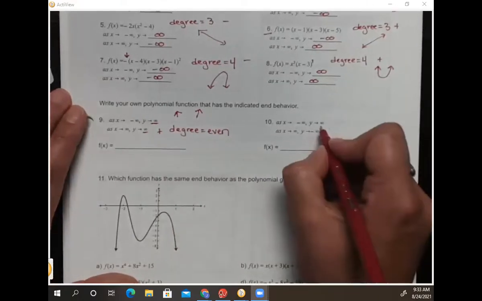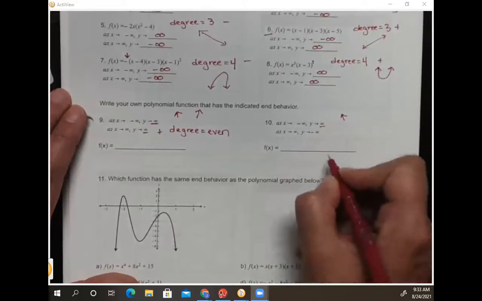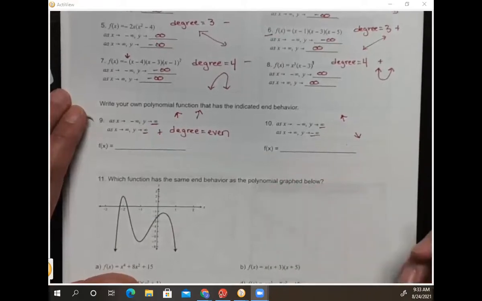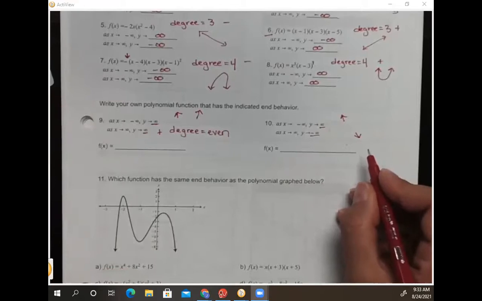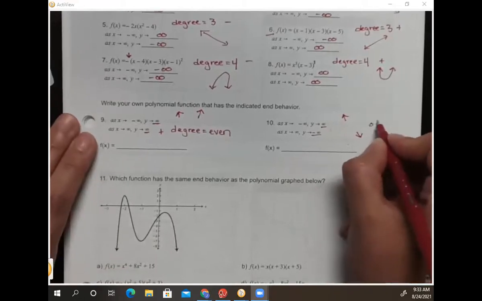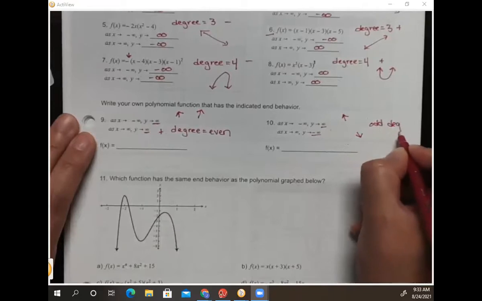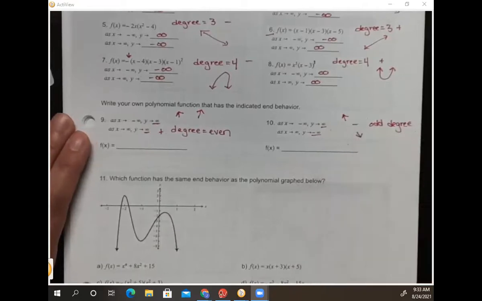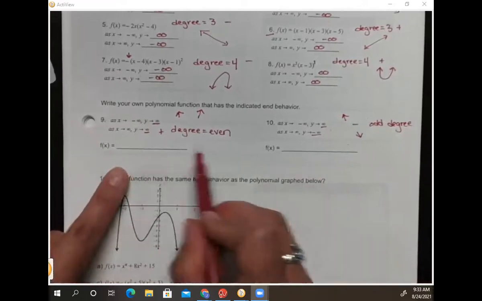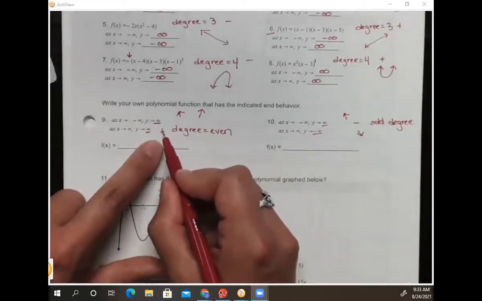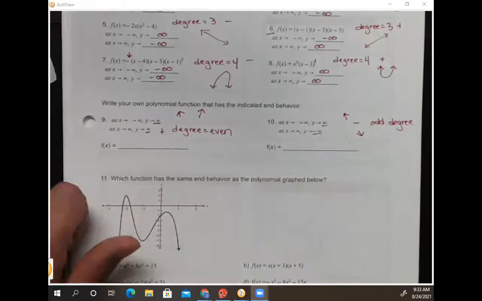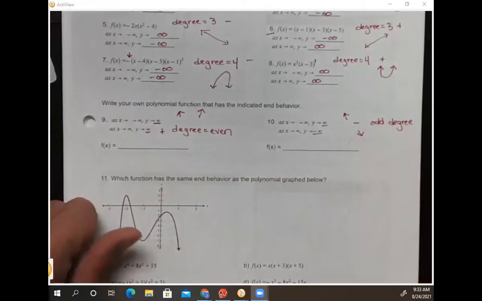For number 10, the left side's going up, the right side's going down. So what needs to be true about this function? It has to be an odd degree with a negative lead coefficient. There are a lot of different functions I could write to fit either of those descriptions, but the key features that I need to have are positive lead coefficient and even degree for number 9, negative lead coefficient and odd degree for number 10. Good.